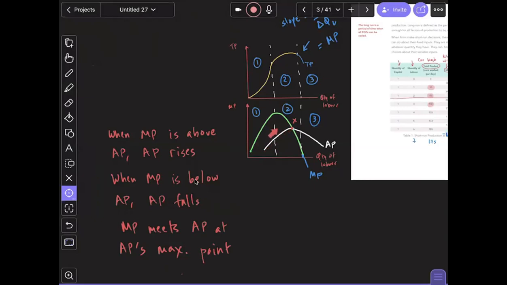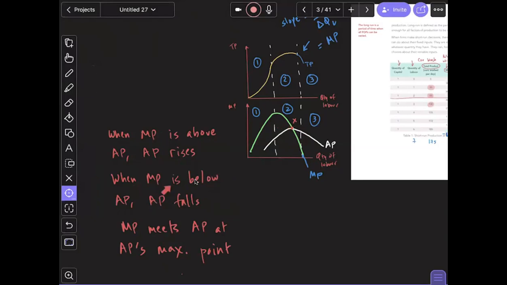When the green line is above the white line, it is going up. When the green line is below the white line, it is going down. So when MP is above AP, AP rises. When MP is below AP, AP falls. And when AP is maximum, that's when it meets MP.